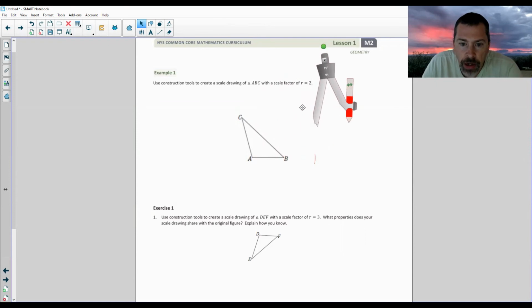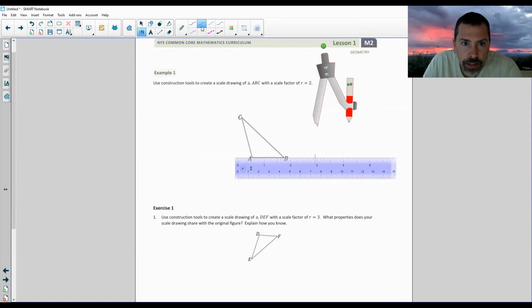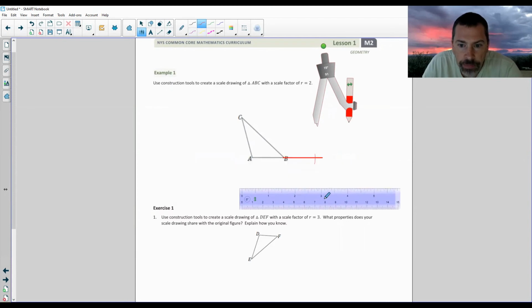Okay. I'm then going to take my straight edge, and you could have done the straight edge first, and you extend the side AB out past B and past that arc. This point here is going to be our vertex. This is going to be B prime. Right there. That's B prime.